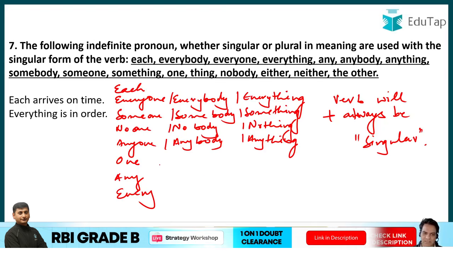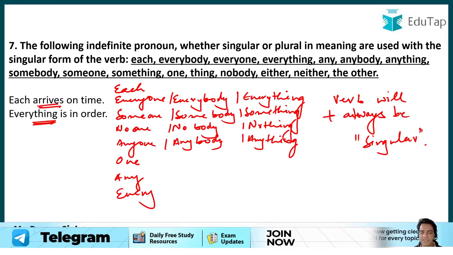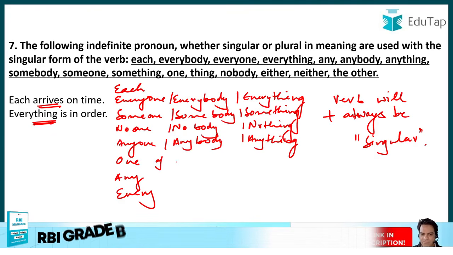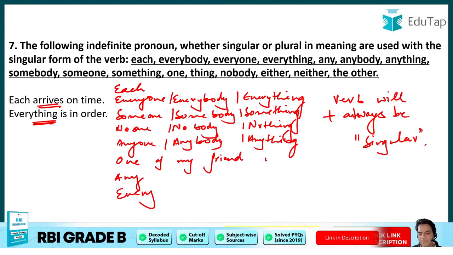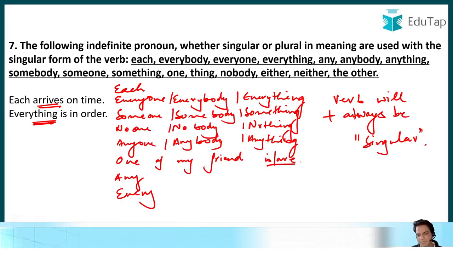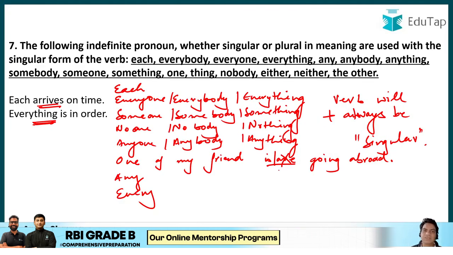For example, guys, each employee arrives on time. Everything is in order. Now guys, remember the rule. If these words are at the beginning of a sentence, the verb will always be singular. Now, just for example, one of my friend are going abroad, is going abroad. What do we say, guys? One of my friend is going abroad or one of my friend are going abroad? Now we say one of my friend is going abroad, right? Why? Because it's one of them.